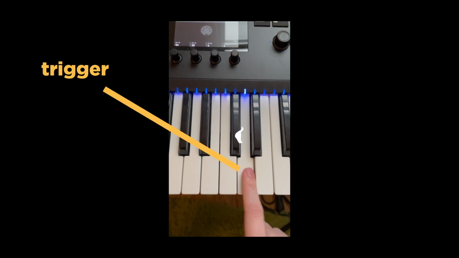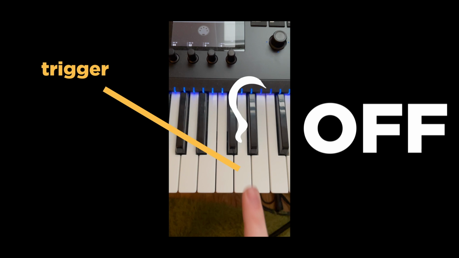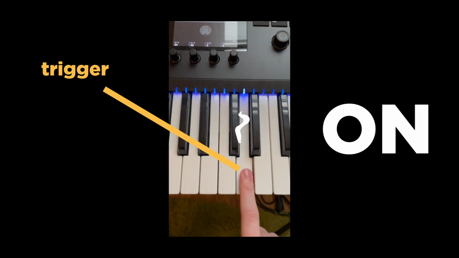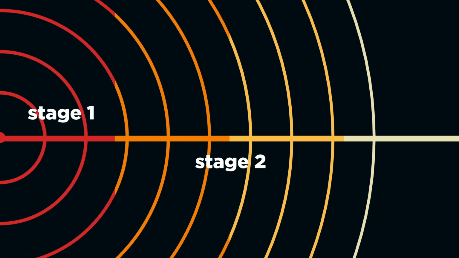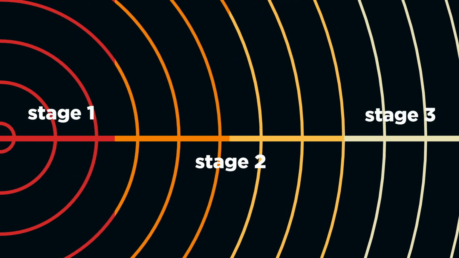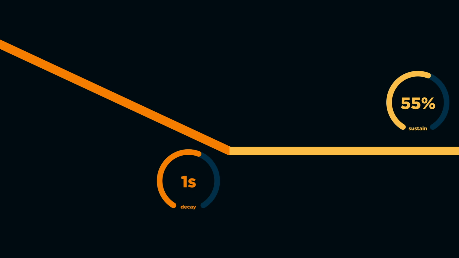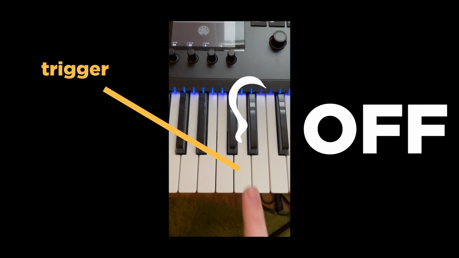It's important to know that triggers usually have an on and an off state. When the sound is triggered on, the first two stages are triggered to run. Stage two will just stay at the sustain level until the sound is triggered off. When this happens, the release stage begins. Release is essentially the same as decay, but it's working off of an entirely different trigger.